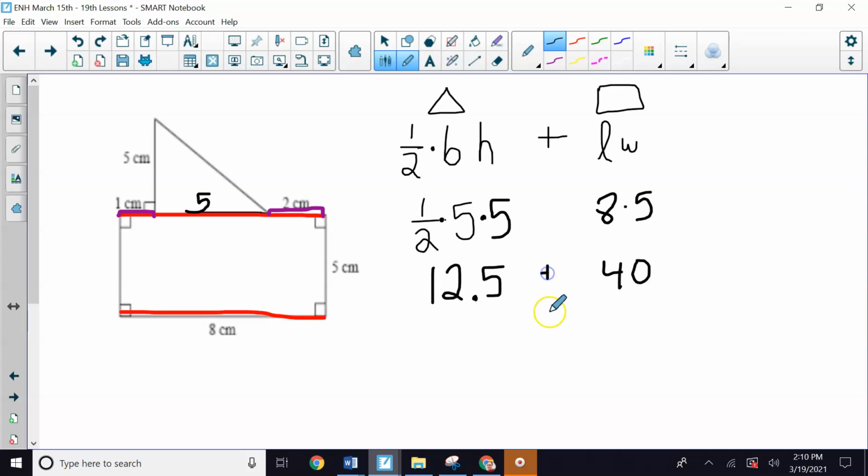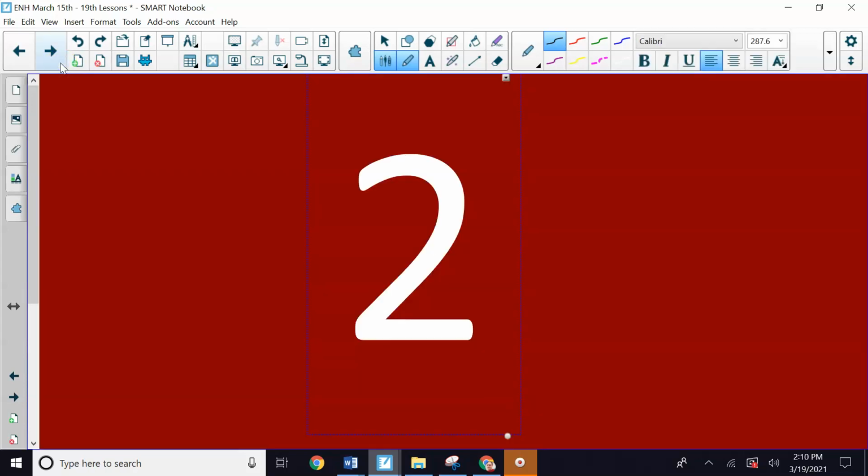And then we put these 2 together to get 52.5. And don't forget your units on a test or anything. I know it's going to be open-ended. Always put your units on there, okay? Centimeters squared, square centimeters, is how we say that. All right, let's go on to the second problem.